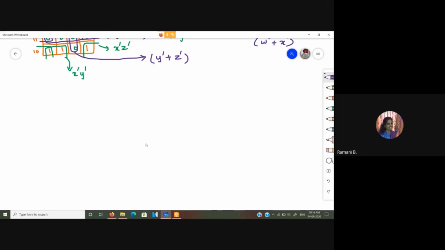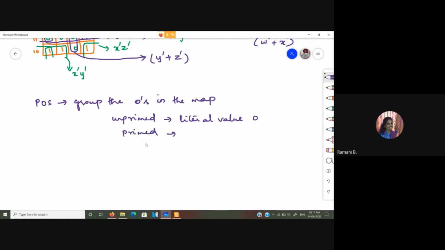So in case of product of sums, group the zeros in the map. All the rules for grouping are the same. Just group the zeros and give the terms in such a way that unprimed corresponds to literal value of 0 and primed literal corresponds to the value 1. That you need to have in mind.